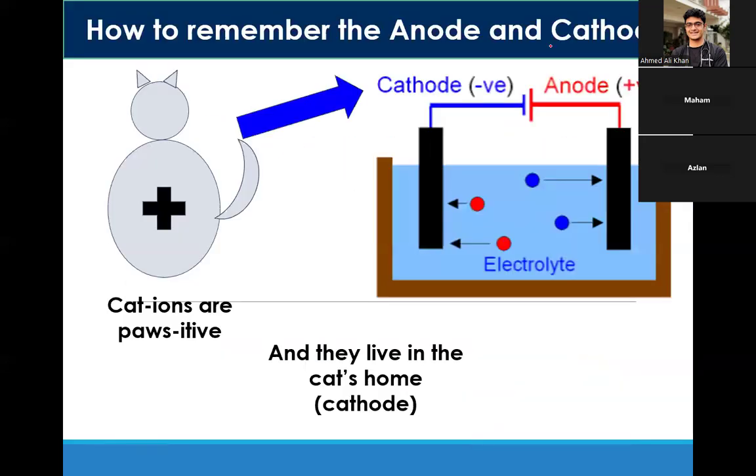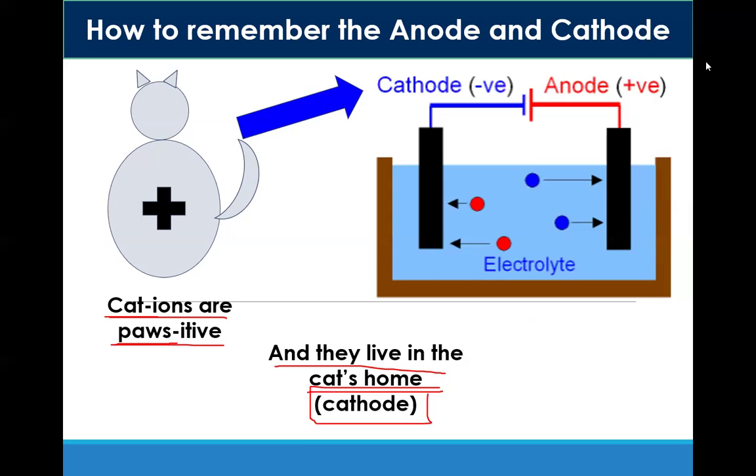Okay, so now how to remember? This is a simple way that you can use to remember the anode and cathode. Cations are positive, and they live in the cat's home, so that's why cathode. And the opposite is for anode. If you know the cathode is negatively charged, then the anode is automatically positively charged.